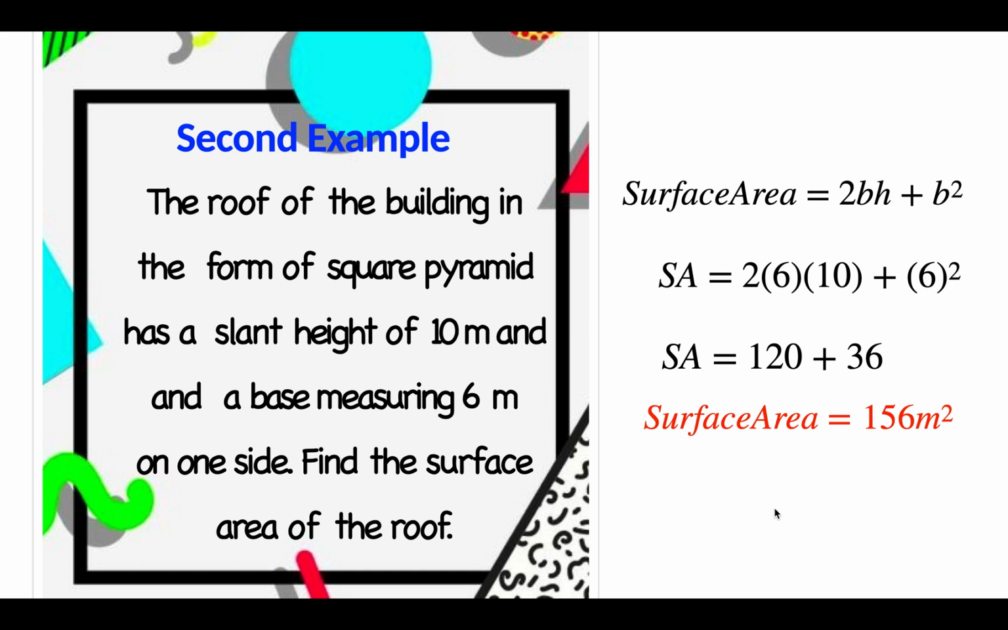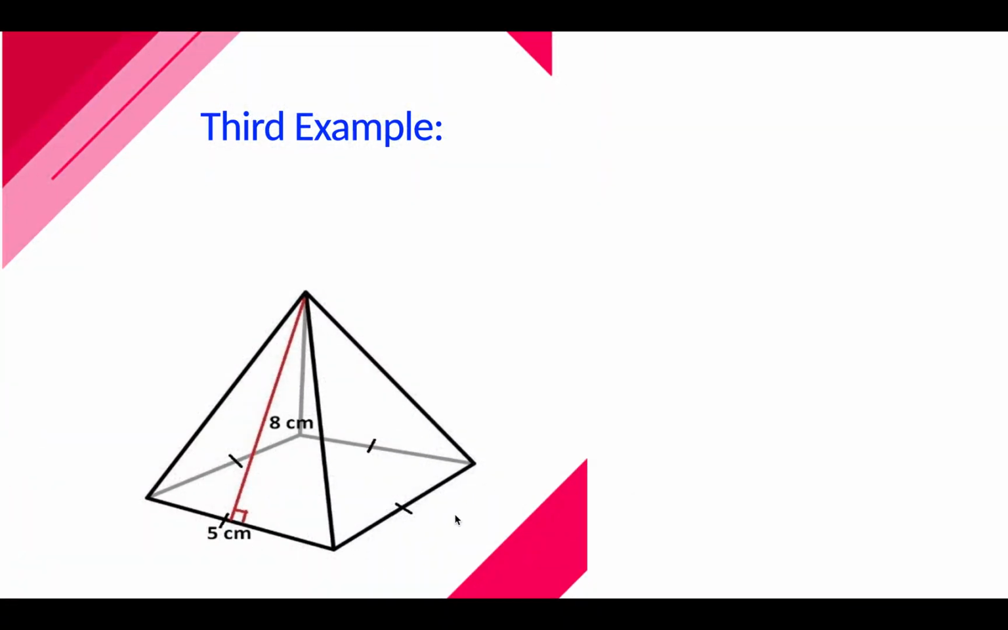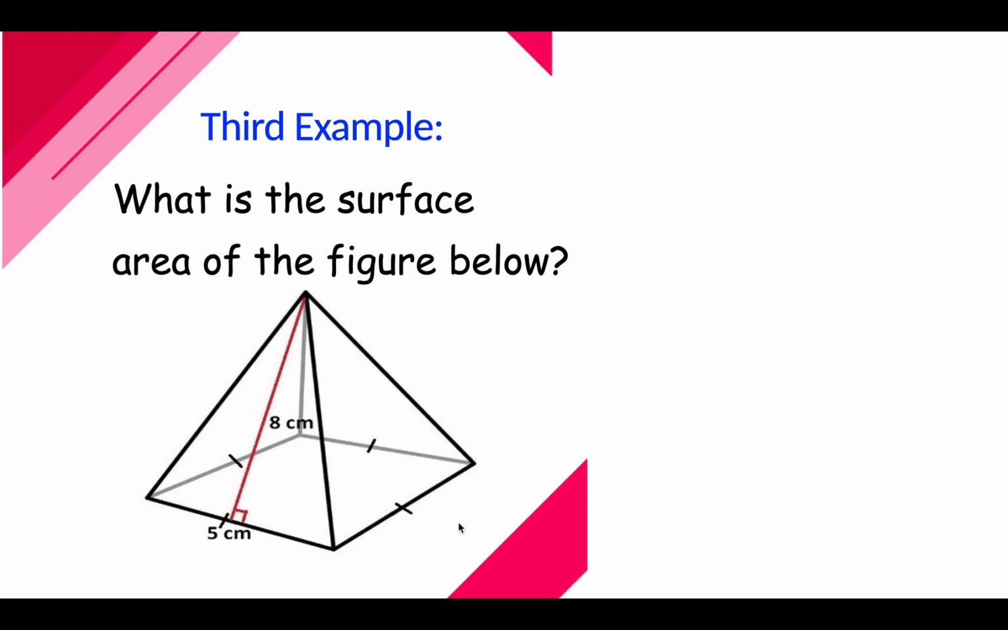So now let us proceed to our last example. Given the figure, we need to find the surface area of the given figure. Again, the distance between this top and the ground is what we call the slant height. The given slant height is 8 centimeters. Here, the 5 centimeters is the measure of the side of the base. So I'll repeat, the slant height is 8 centimeters, and the measure of one of its sides is 5 centimeters.